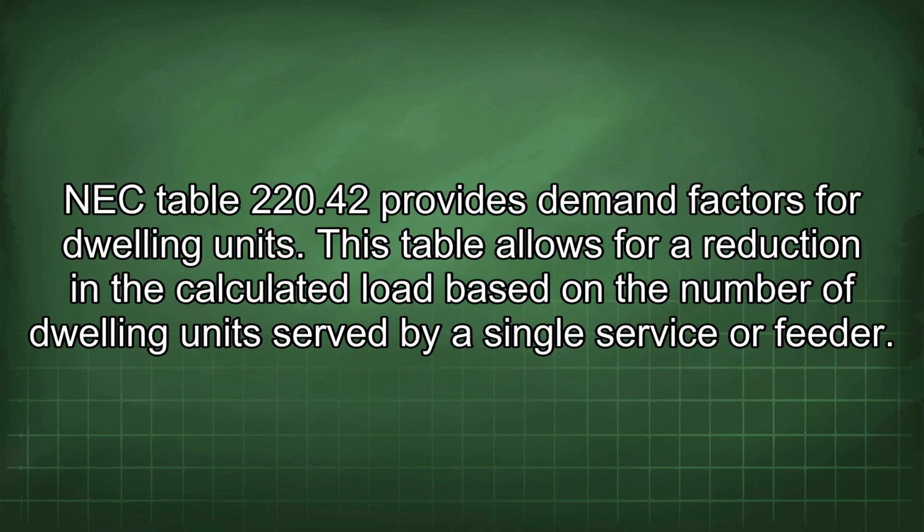NEC Table 220.42 provides demand factors for dwelling units. This table allows for a reduction in the calculated load based on the number of dwelling units served by a single service or feeder.